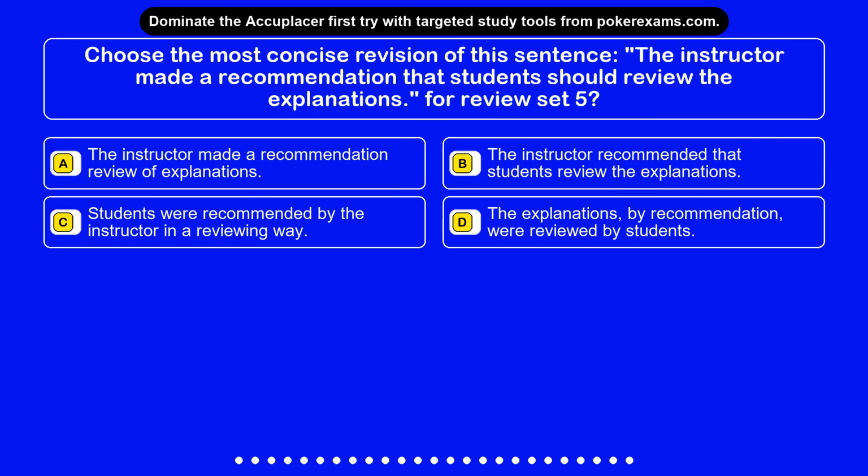Question 22. Choose the most concise revision of this sentence. The instructor made a recommendation that students should review the explanations for review set 5. Option A. The instructor made a recommendation review of explanations. Option B. The instructor recommended that students review the explanations. Option C. Students were recommended by the instructor in a reviewing way. Option D. The explanations, by recommendation, were reviewed by students.